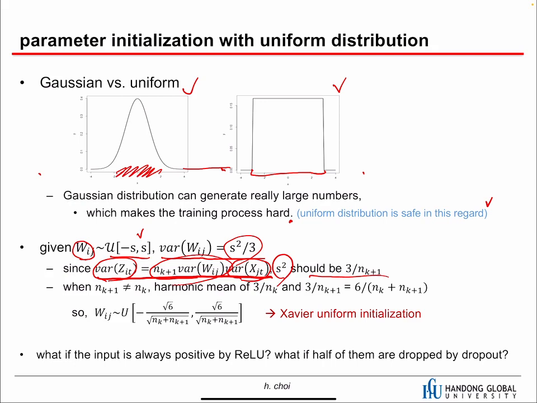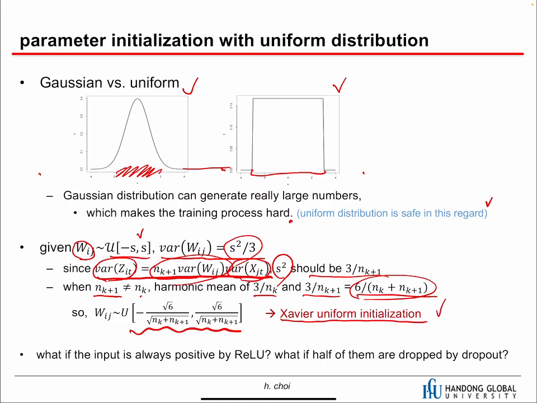And then when the input and the output dimensions are different, we can use the harmonic mean of this one and this one. So now we have this one. Since s squared should be this one, then we have the uniform distribution for the parameter initialization. So this one is the Xavier uniform initialization. I think this is one of the most popular initialization techniques.